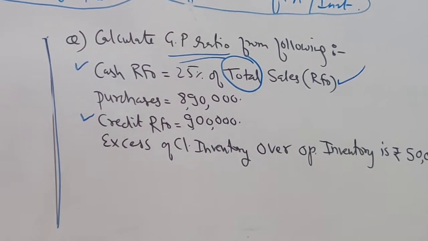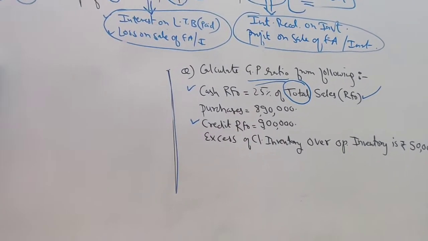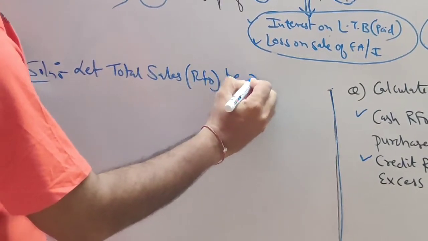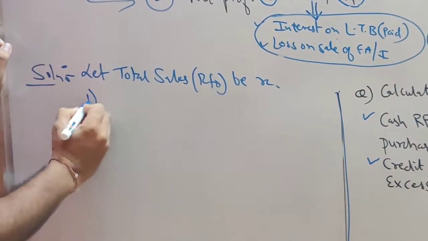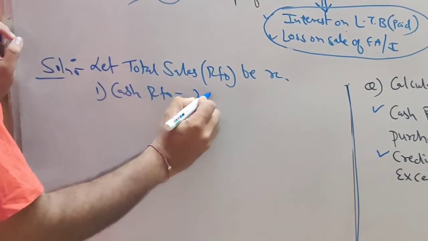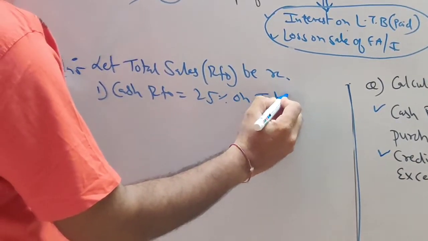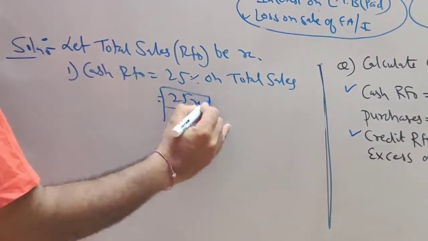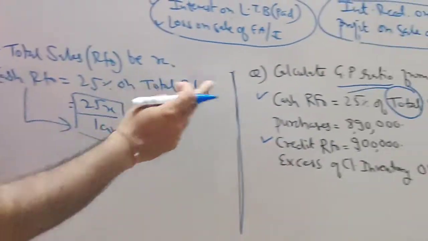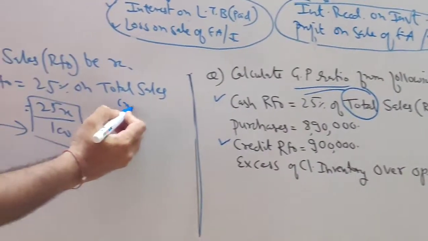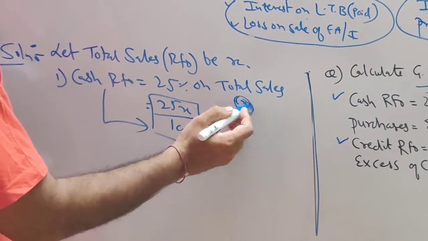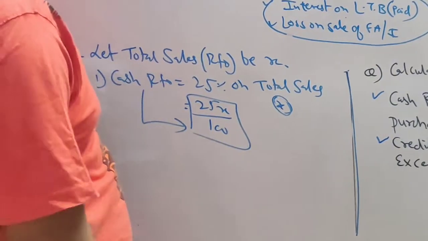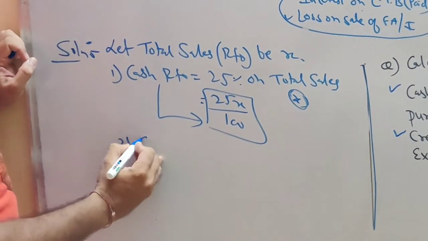So what you will be doing here, students? You will take total sales as X. Let total sales, that is total RFO, be X. Now, what will be your cash RFO? 25% on total sales, that is total RFO. So it will be 25x upon 100. Agreed? It's 25%, so 25 into x. We have taken this as x. So x ka 25% I can write this way, 25x upon 100.